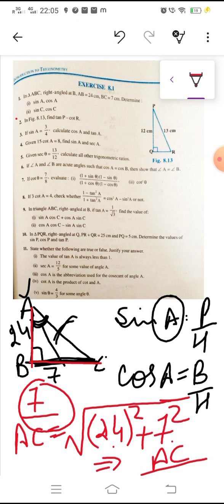Similarly, how can we find the value of sine C and cos C? It is very simple. Now this is C, so the side in front of the angle is AB, which is perpendicular, and BC is base. Okay, now the second question.